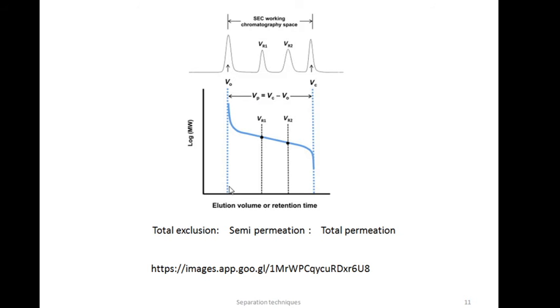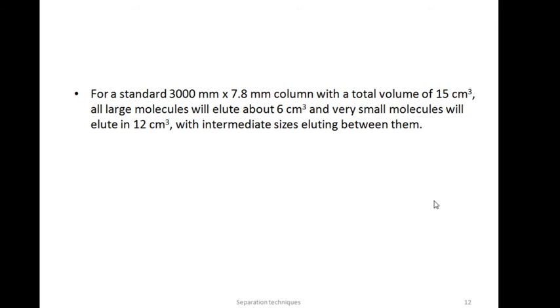So V0, total exclusion occurs in this range. From here to here semi permeation occurs, and at this particular place there is total permeation. So at this place KAB is equal to 0, this is KAB is equal to 1, in between it is 0 to 1. So that is the theory behind size exclusion chromatography.